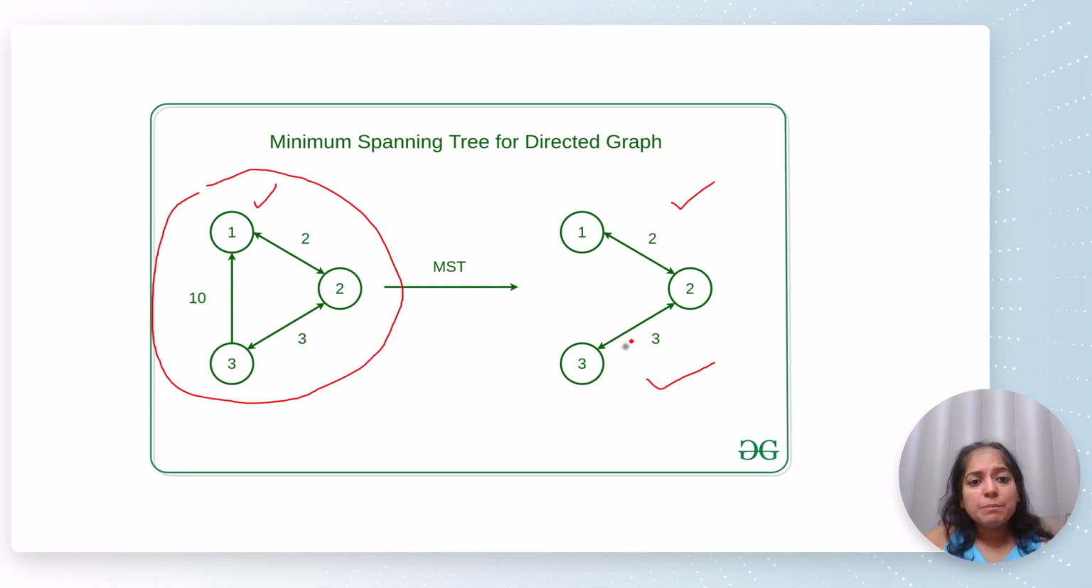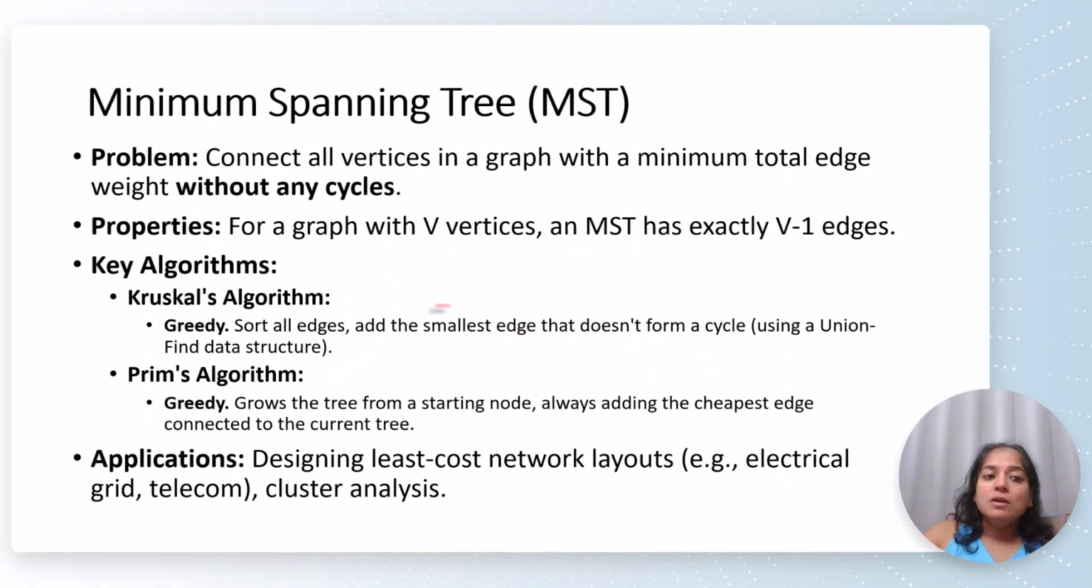Again, this is a short example, so we can find it like this. But if we have big graphs, we need to use some algorithms. We use Kruskal's algorithm and Prim's algorithm. Kruskal's algorithm is based on a greedy approach which sorts all the edges and adds the smallest edge that does not form a cycle, using a union-find data structure. And Prim's algorithm grows the tree from a starting node, always adding the cheapest edge connected to the current tree. We will cover them in detail again in algorithms too.